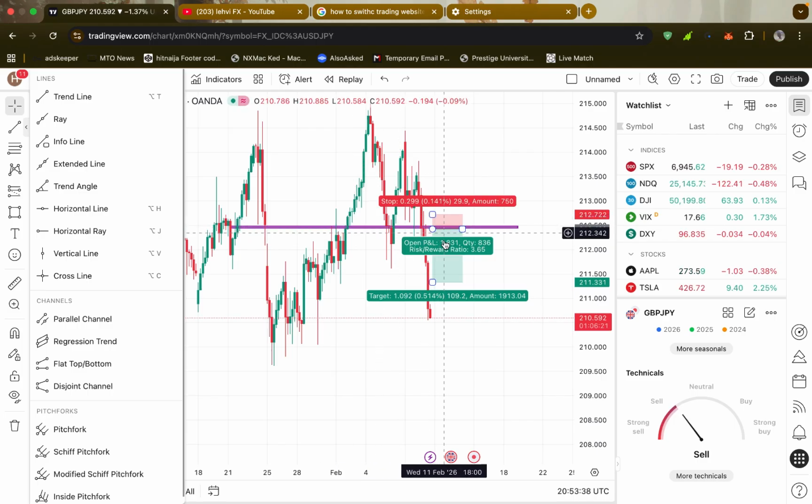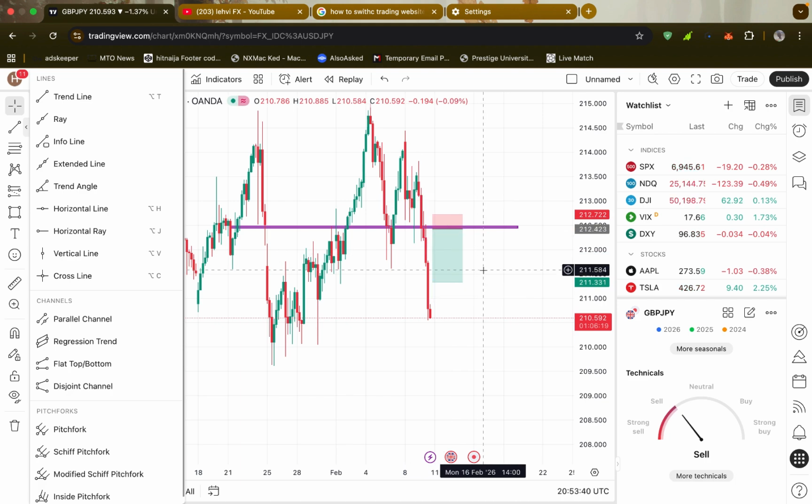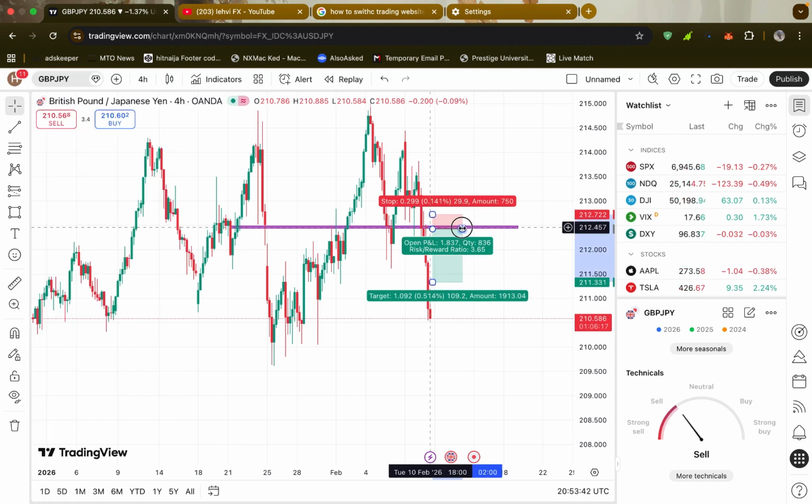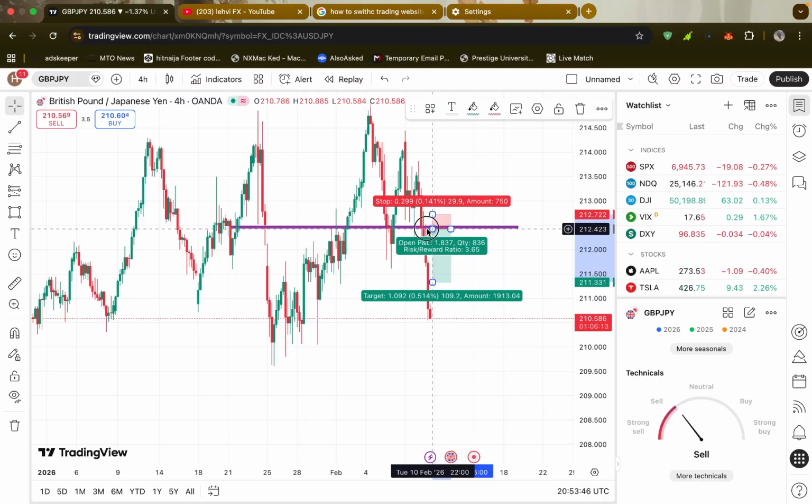That's what makes my setup an A plus setup. When it has changed structure and then was able to break a strong support or resistance, then I can enter for a buy or sell, depending on the scenario of the trade.